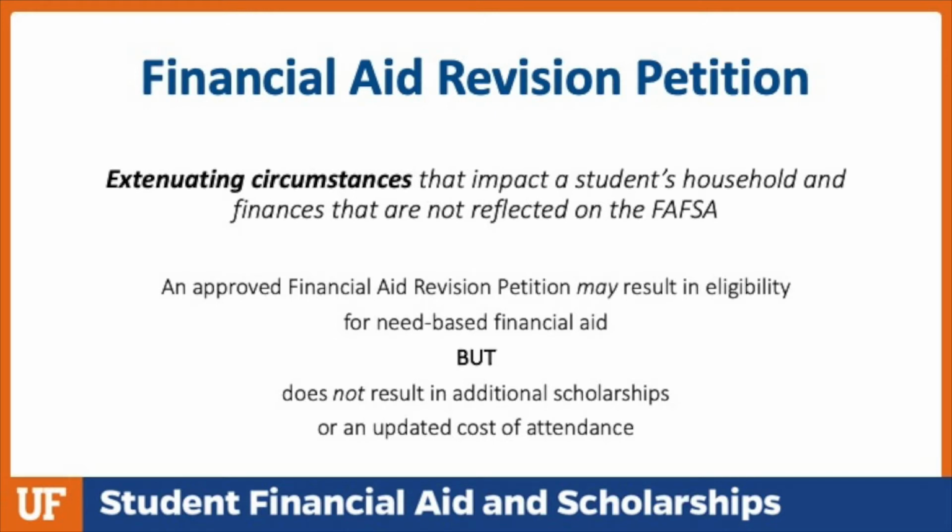A revision petition allows you to submit documentation that reflects your current financial situation, which our office can review and reevaluate your FAFSA application. The goal here is to reduce a student's EFC based on the information submitted, which may result in eligibility for need-based financial aid like the Pell Grant or subsidized loan. This does not result in additional scholarships or an updated cost of attendance.